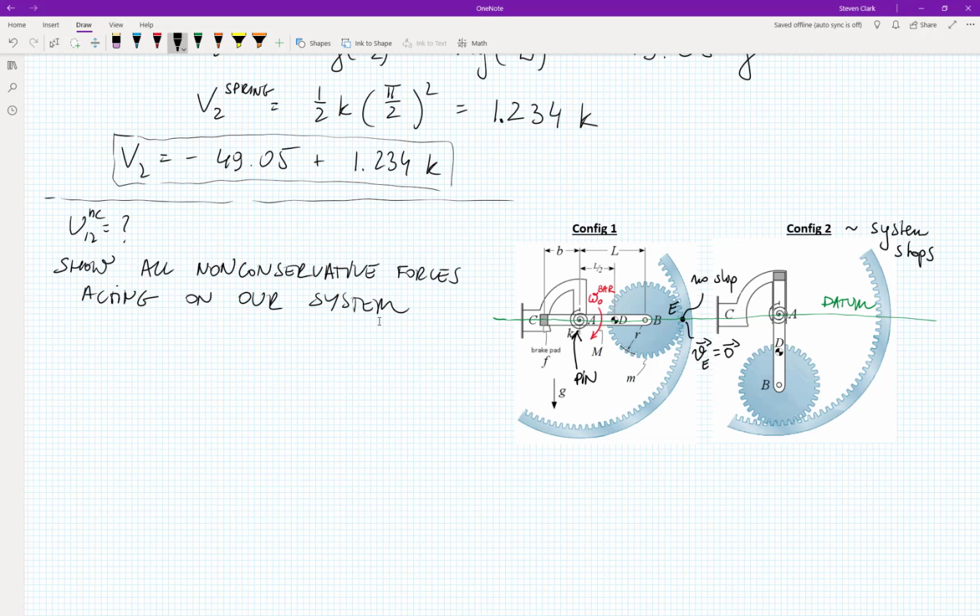I will draw it in arbitrary configuration. So let's say that our bar will look like that. Our bar is pinned at point A. This will be point C. Maybe our disk is here. And this is our gear. Okay, so this point will be point B, and this point will be point E.